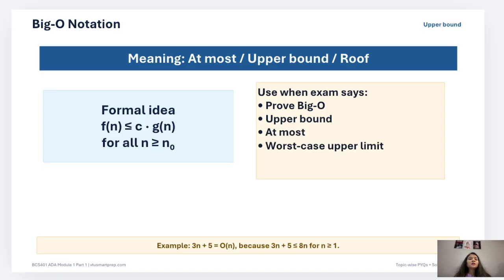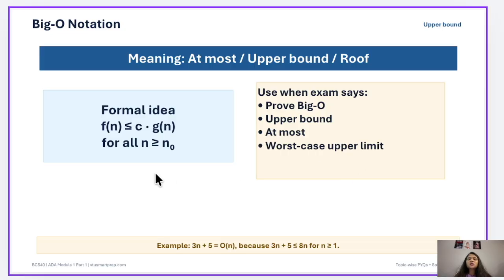Are you understanding what this formal definition is giving? It is telling us that f of n will not grow more than g of n after a certain value of n. Clear? So in the exam, if it asks you to prove big O, which is the upper bound, at most, or worst case upper limit, you can say that, and then give an example for it. Clear till here? Now let's start with the next.